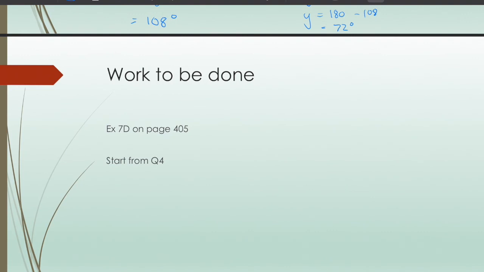You're going to have plenty of chance to practice this stuff on page 405, starting from question 4. We're going to do every part of each question and just get as far through as you can. So yeah, go ahead and get started on that.